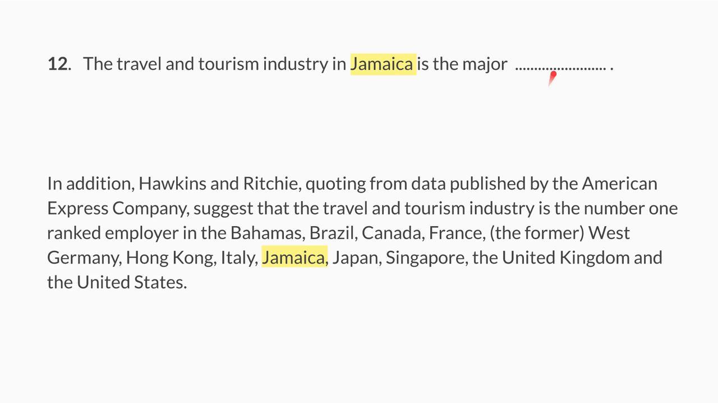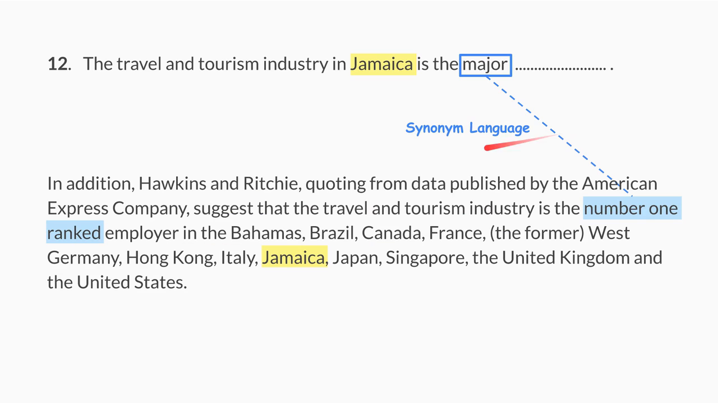So I'm going to be looking for synonyms for major. What other words or phrases mean major? So let's go ahead and look for our surrounding word here, a synonym for the word major. Alright, now here you'll notice that it says tourism industry is the #1 ranked employer. #1 ranked employer. So the phrase #1 ranked is synonym language for major.